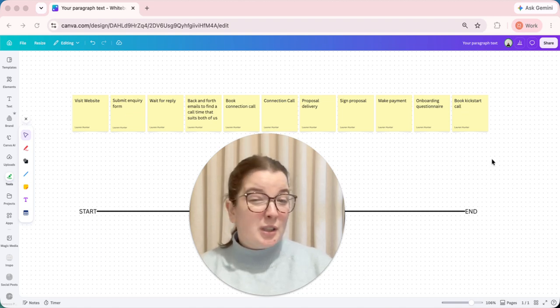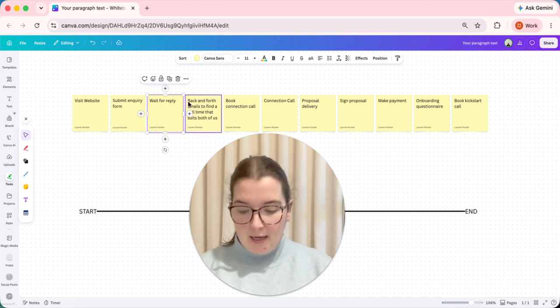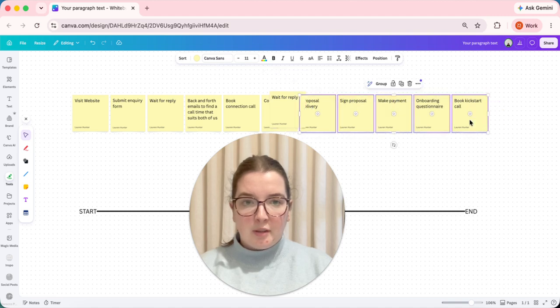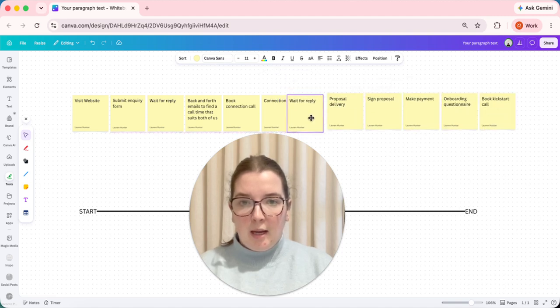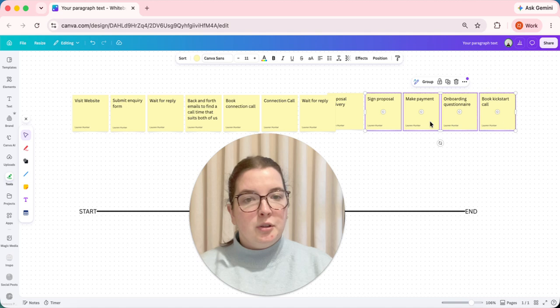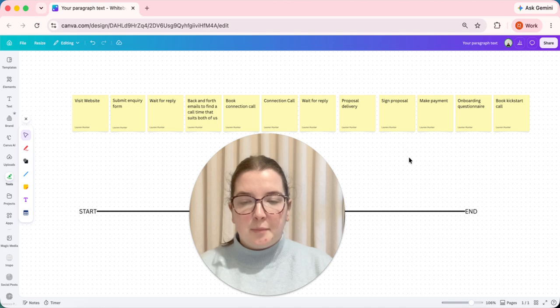There are likely more touch points during an onboarding process than this, but I want every single one of them, no matter how little it is, every time they have to wait. So perhaps you could even have a wait for reply here between the proposal delivery and the connection call, because there's a chance that you'll have to put together the proposal email before you deliver it to them.